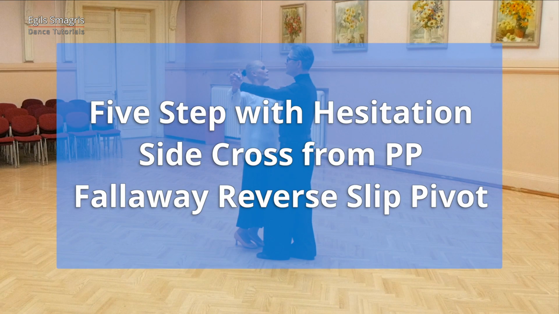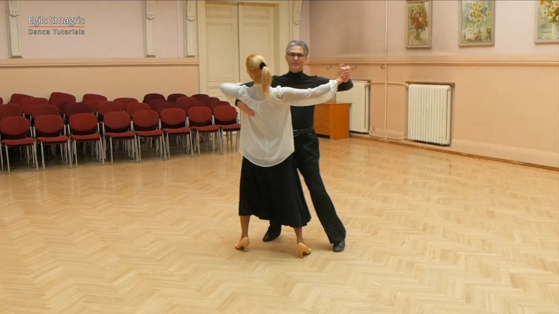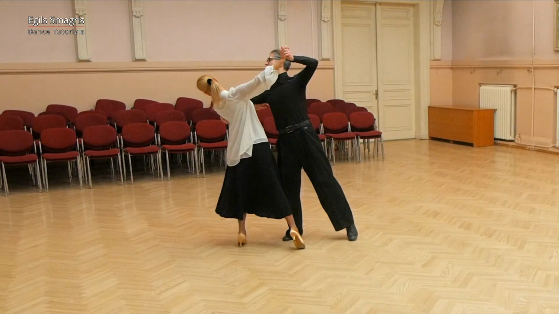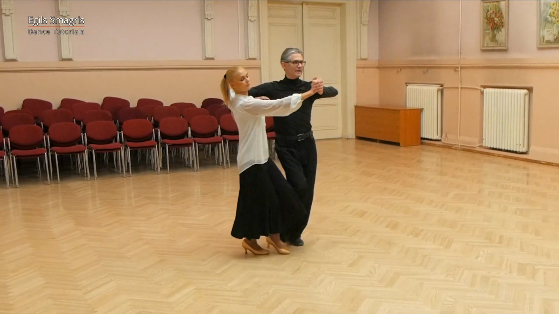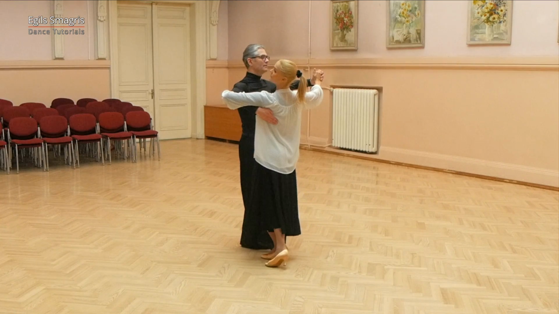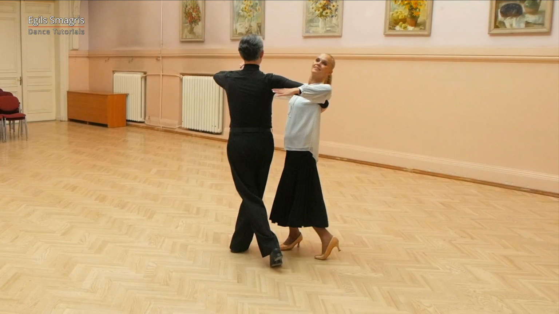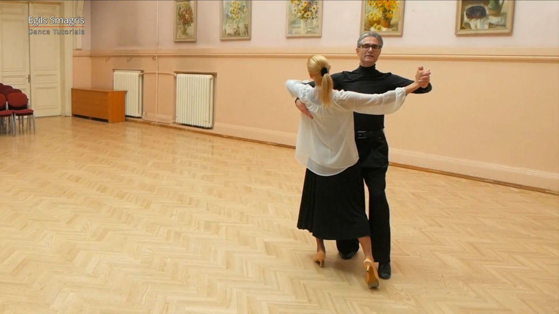With 5-step with hesitation, then side cross from promenade position and then follow reverse slip pivot. Lady starts with right foot back, to side, forward outside partner and to side in kind of a lunge line, and then turns to promenade with right foot to side in promenade, forward in promenade, to side, then cross in front, back, back, then back in Fallaway position, turn, forward between man's feet and pivot.